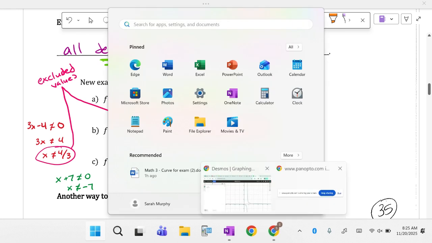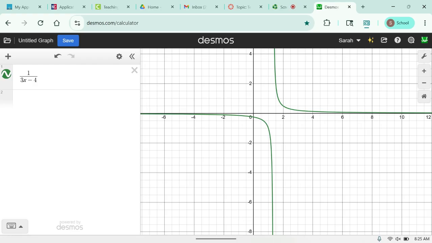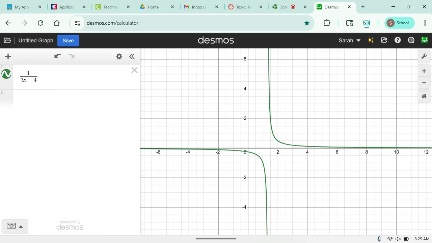So guys, what the domain is actually representing is the two different pieces of the graph. Do you see how the graph's in two different pieces? The first part of the domain, the -infinity to that number, represents this piece right here. Then the second piece from that number to infinity is represented right here. It's this piece. So that's why we have to separate the two domains, because it's representing two different pieces of the graph.